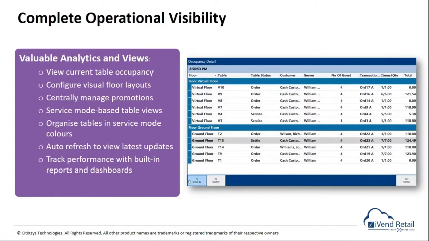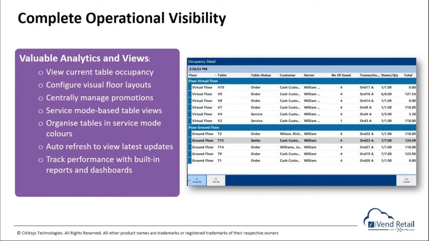You will have complete operational visibility, with valuable reporting and analytics to adjust dining menus based on your past sales data. It helps you in reducing waste with accurate inventory practices. What you can do is centrally manage promotions, offers, coupons, and campaign management, and a business intelligence graphical report dashboard to track the entire performance of the retail business.